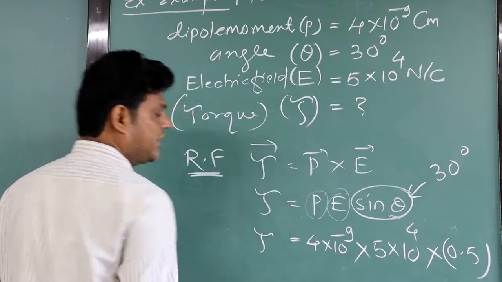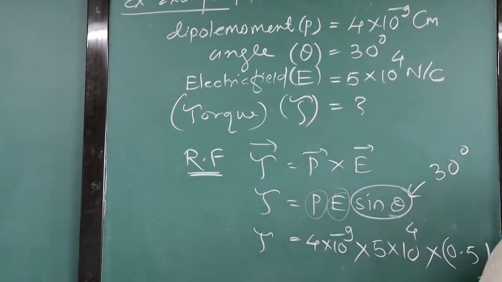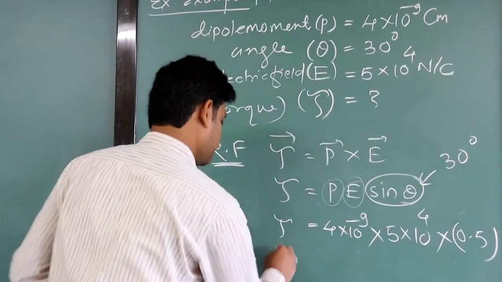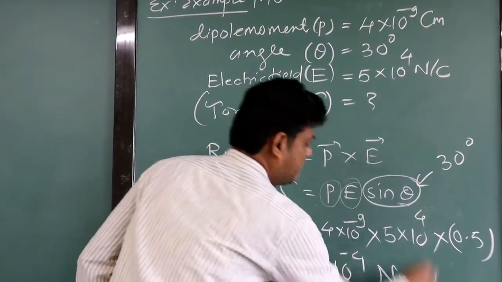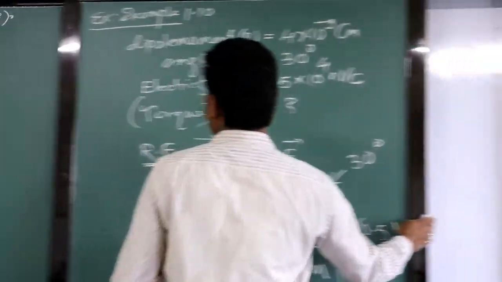So you can calculate the value of torque. 5 4s are 20, right? All the things you can do, and finally you can write the answer, near about 10 to the power minus 4 Newton meter. This is your torque.